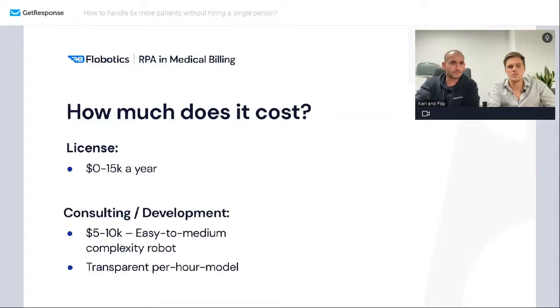All right. What more costs? Consulting costs: $5,000 to $10,000 for an easy to medium complexity robot. So it kind of seems like the answer is it depends, right? It depends. Everything in consulting depends, exactly.